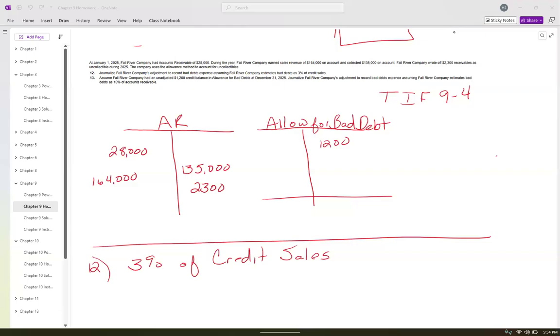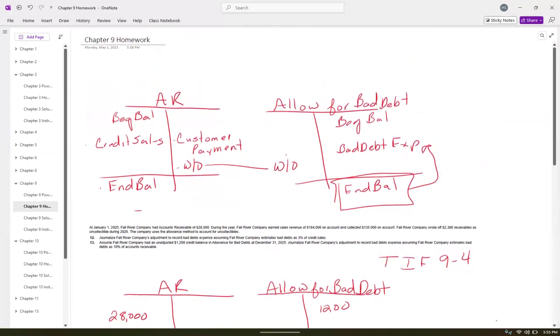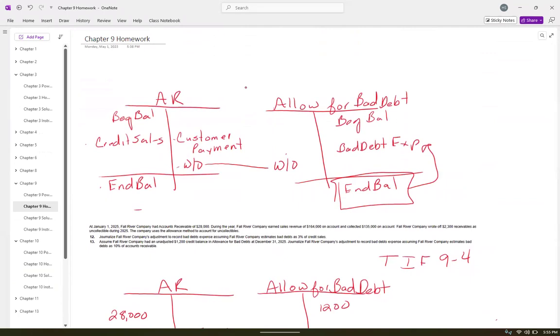All right, we're going to work. It is number 7 on chapter 9. It's the TIF 9-4. I copied and pasted it over right here, which is kind of hard to read. But you may remember when I was doing the lecture, I came up here and I put the accounts receivable and the allowance for bad debt, and I kind of showed you how all the moving parts go together here. So this is a really good example of putting those numbers where they are supposed to go.